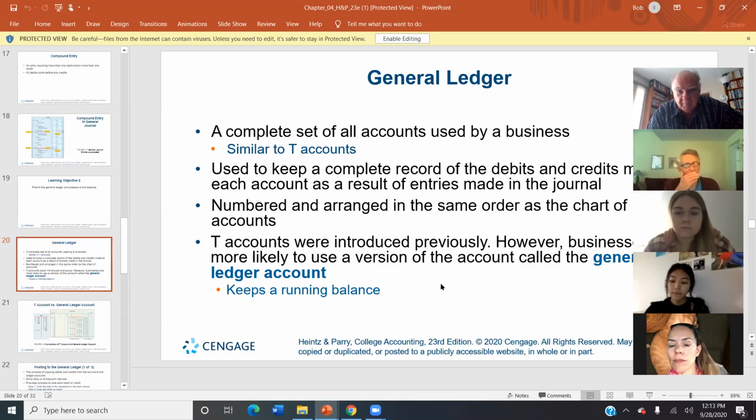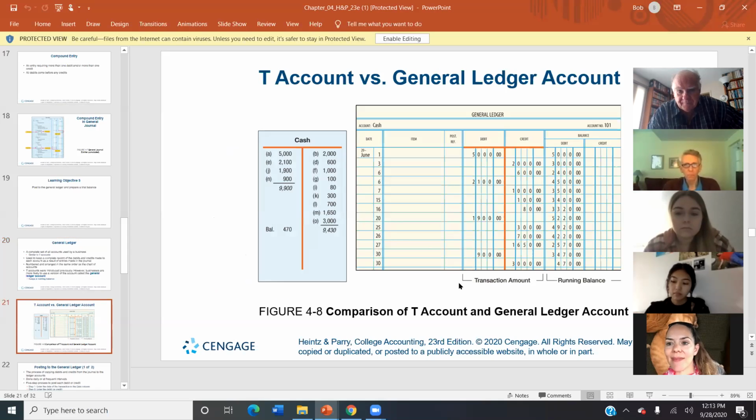And it keeps a running balance. The general ledger also is known as the books. Any of you ever heard that expression? He's cooking the books. I want to see the books. I don't believe this company.